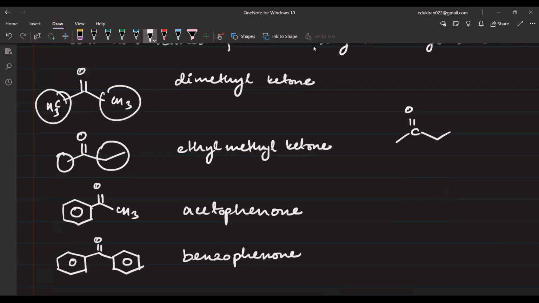Because in the questions they will say when acetophenone is reacted with, when dimethyl ketone is reacted with, when ethyl methyl ketone is reacted with. In such questions, you should know the structure of the reactant.